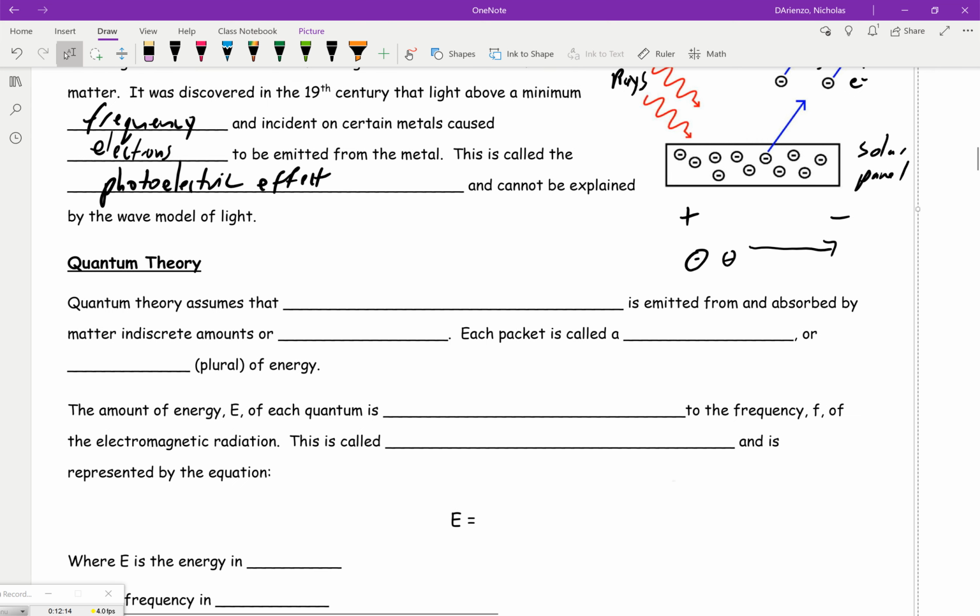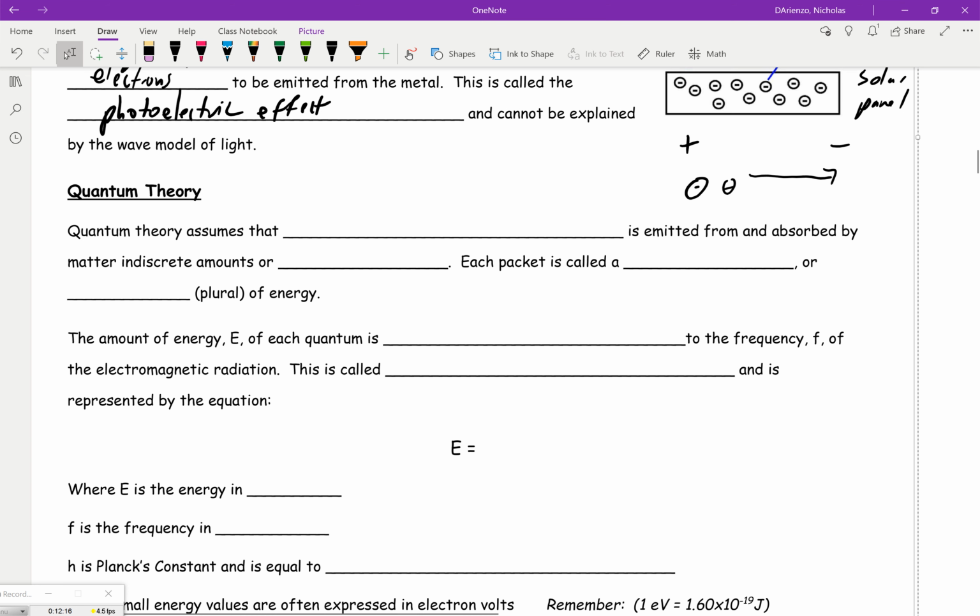Now, quantum theory, you've probably heard of this a little bit before. We cover it in chemistry. So quantum theory assumes that electromagnetic energy is emitted from and absorbed by matter in discrete amounts, or what we call packets.